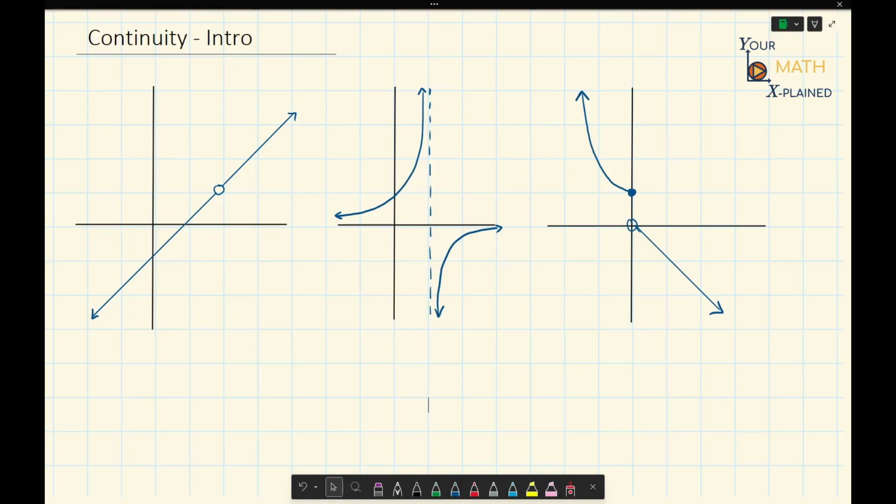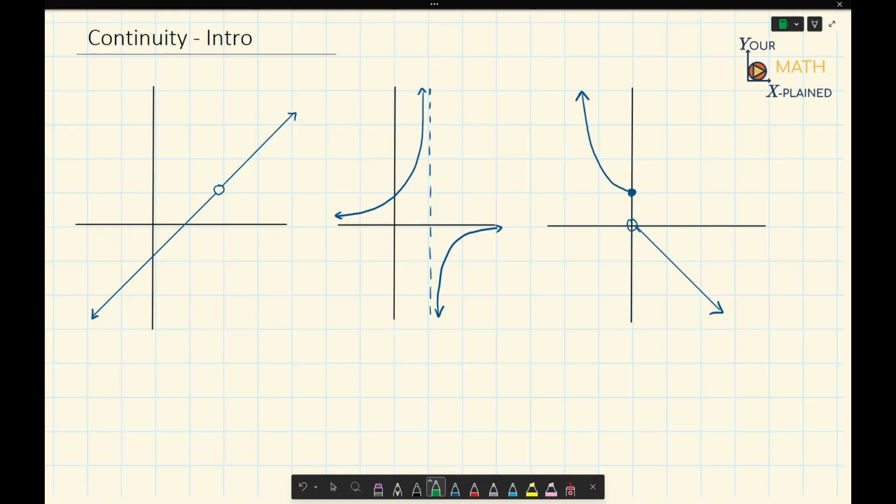So let's take a look at these three graphs that we have on the screen here. Each of them has a discontinuity. In the first graph, there is a hole right over here. In the second graph, we have a vertical asymptote. And then in the third graph, we have a jump. All of these are discontinuities.